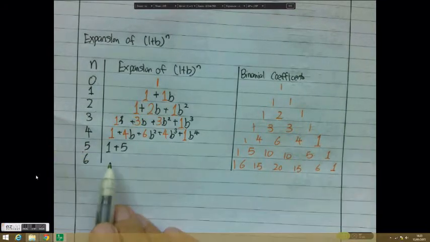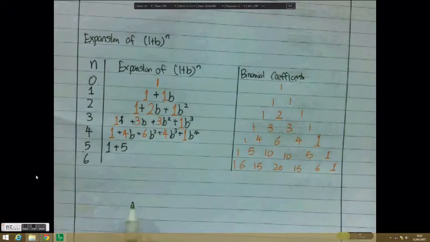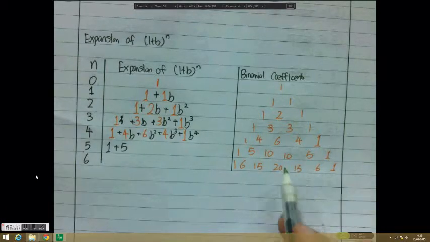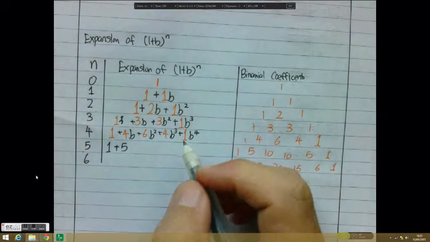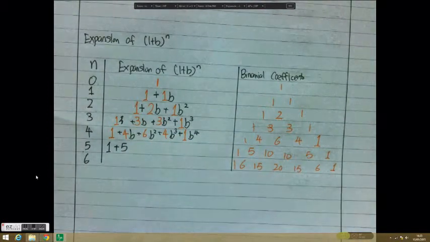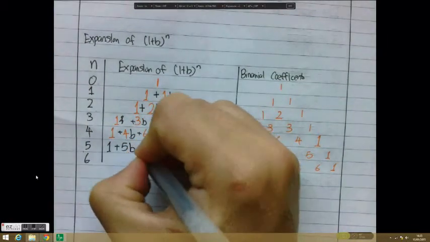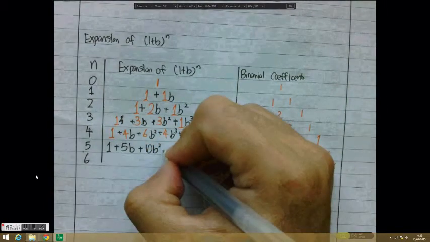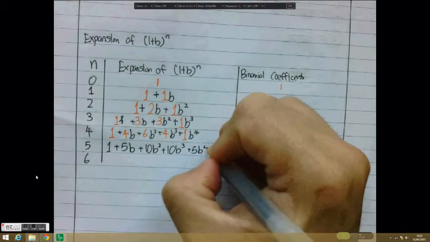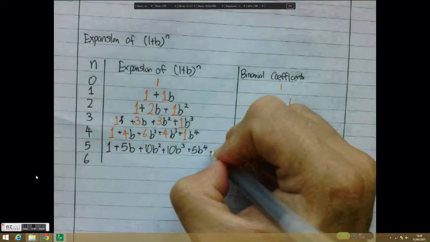So here, if I combine Pascal's triangle with the expansion, notice that I'm not doing any expansion at all. I'm just using the pattern over here, and I notice that my powers of b are ascending. What I will have is 5b plus 10b squared plus 10b cubed plus 5b to the power of 4 plus b to the power of 5.